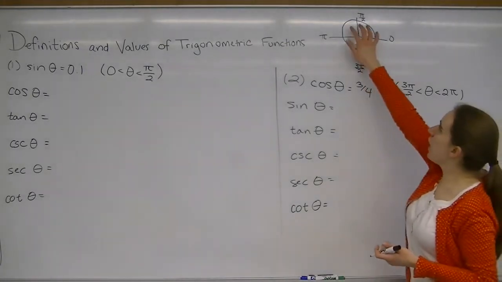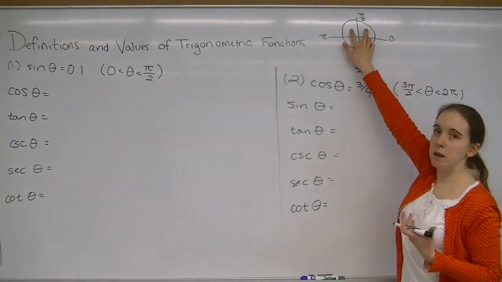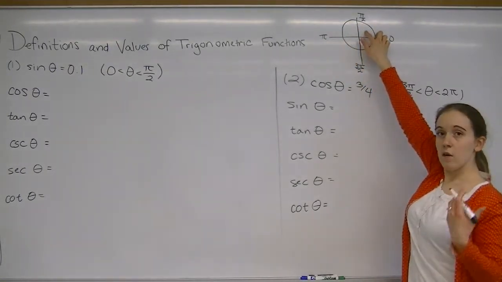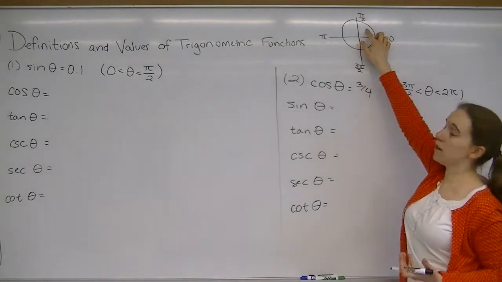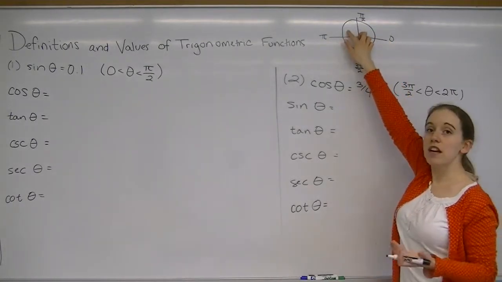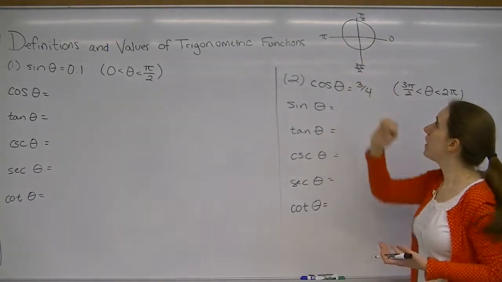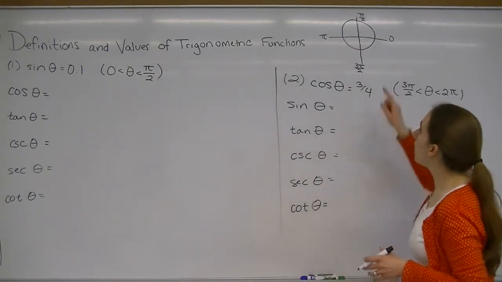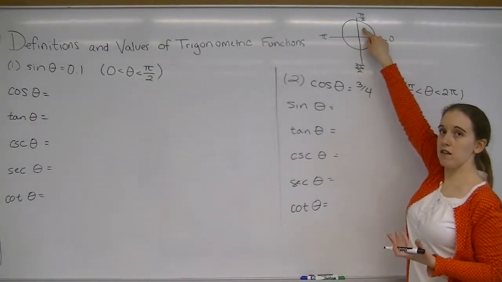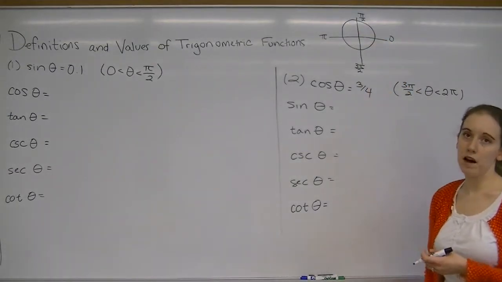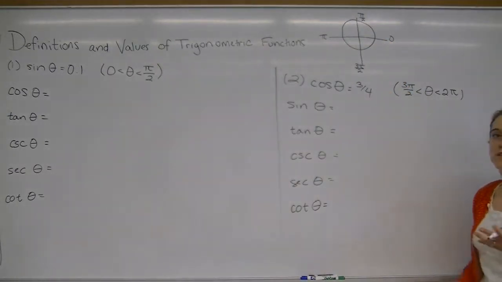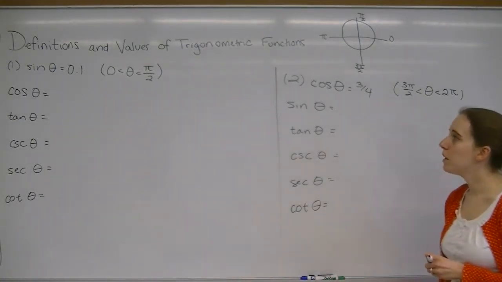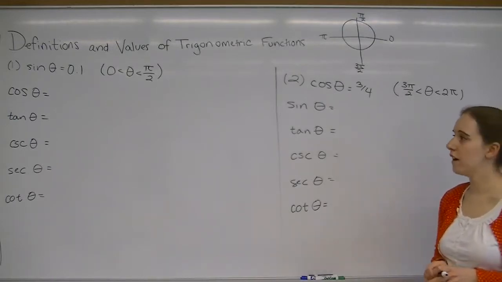Now, if I look at the top half of the circle, I have two different places I could be. I could be over here, where the x value, or the cosine of that angle, is going to be positive. Or I could be over here, where the cosine is going to be negative. So in order to get rid of that confusion, what I'm saying is we're definitely working in this part of the circle, so we know that cosine is going to be positive. So now we've gotten rid of that ambiguity. So we know for certain we can find all the rest of our values.